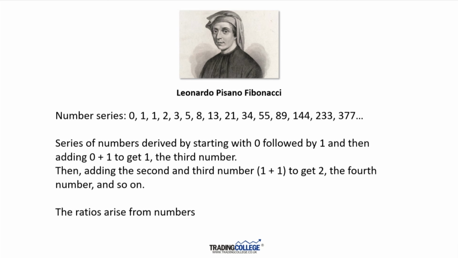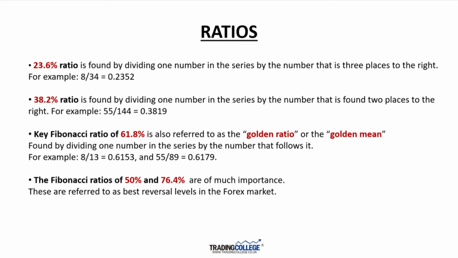And from those numbers, we can find the ratios, 38.2%. And we can use those ratios to plot those reversal areas on a chart. And so it's a very powerful thing to use. So look at these ratios that we can use in our trading. The 23.6 ratio is, and you can see on the slide here, found by dividing one number in the series by the number that is 3 places to the right.